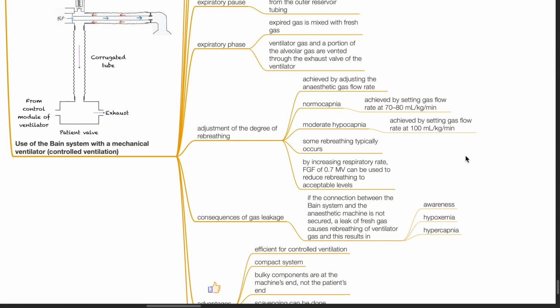Consequences of gas leakage. If the connection between the Bain system and the anesthetic machine is not secured, a leak of fresh gas causes rebreathing of ventilator gas, and this results in awareness, hypoxemia, and hypercapnia.